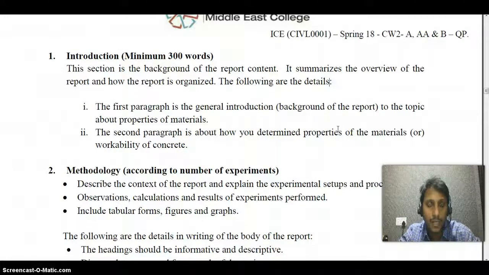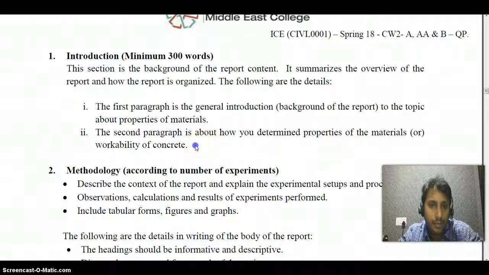Determine the properties. From the first 4 experiments, you have determined different properties. For example, from the first, you determined the silt content, the percentage of clay and silt in the sand or the given sample. In the second experiment, you determined the bulk density and void ratios. In the third experiment, you determined the particle size distribution. In the fourth experiment, you determined the flakiness index and the elongation index. In the fifth experiment, you determined the workability of concrete in relation to slump cone and water cement ratio. In the sixth experiment, you determined the compaction factor with the help of compaction factor equipment and determined the workability of concrete. So these are the properties you have determined from the experiments.